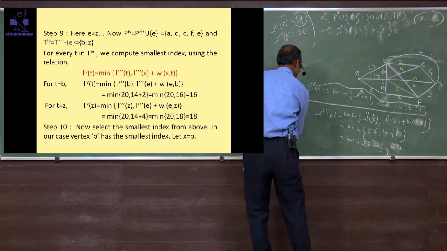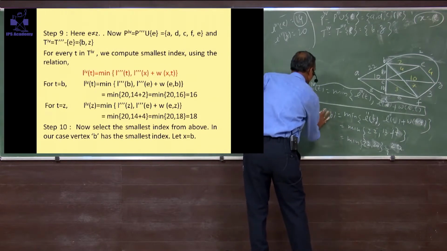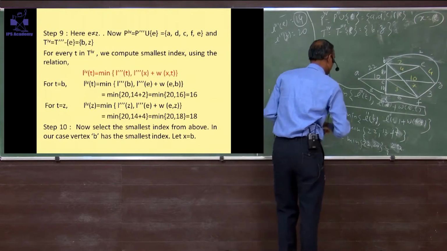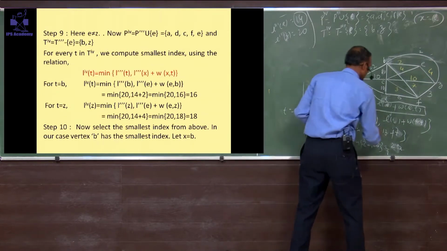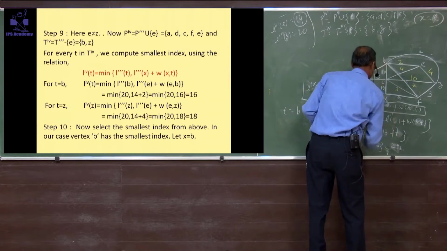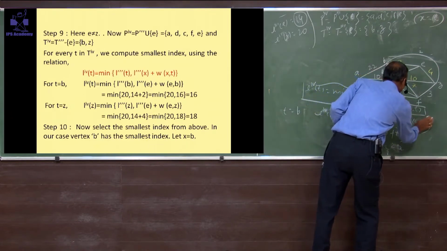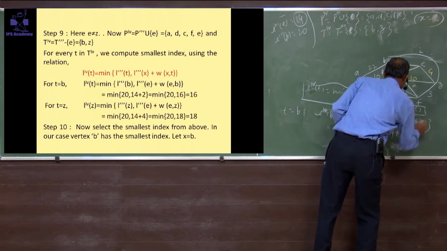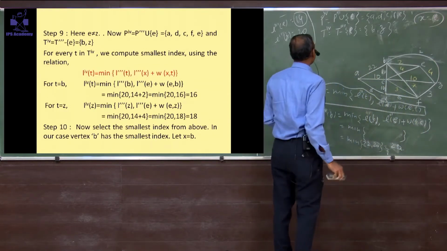Now find the smallest index, taking T equals B here. So L4 B equals minimum of L3 B and L3 E plus W of B comma E here. So the minimum of this one, L triple dash B.